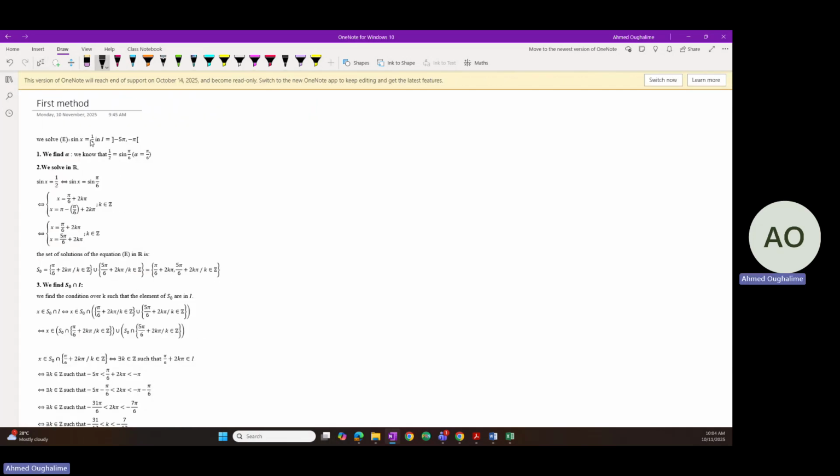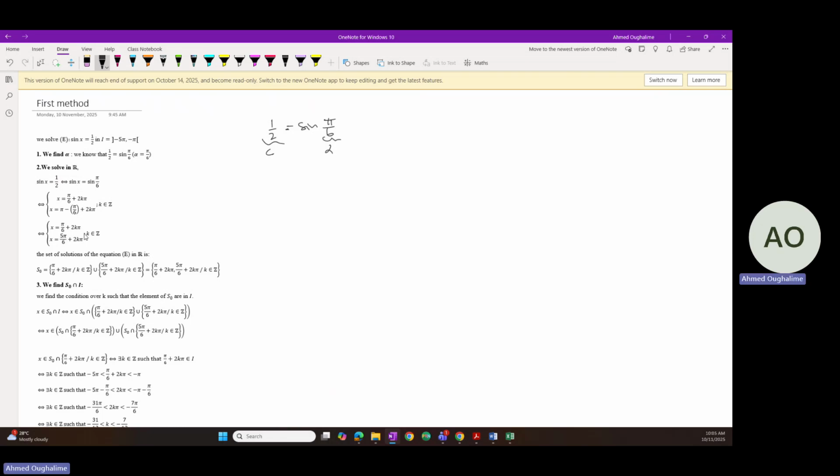So let's say I want to solve sine x equal to half in this interval. I know that half equals sine of pi over 6. This half is my c in the given method, and pi over 6 here is my alpha.